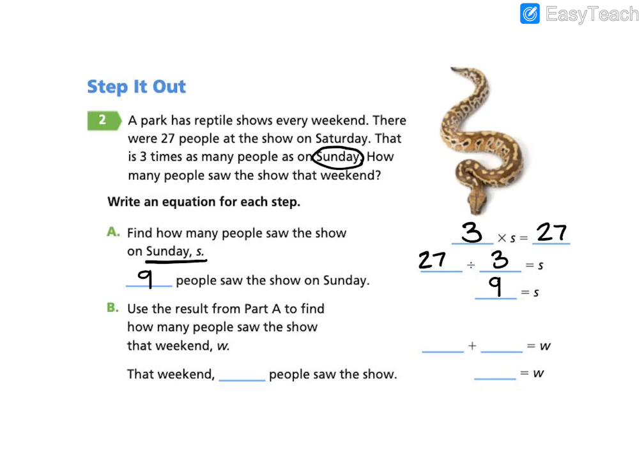So now letter B says, use the result from part A to find how many people saw the show that weekend. Well, we know in order to find who saw it on the weekend, we need to find who saw it on Saturday plus who saw the show on Sunday. On Saturday, 27 people saw the show. On Sunday, only 9 people saw it. So that weekend, in total, 36 people saw the reptile show.